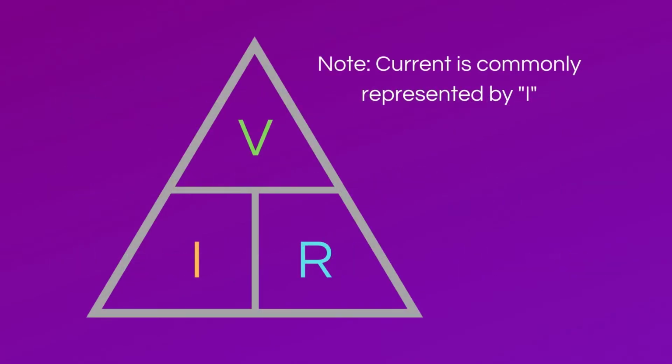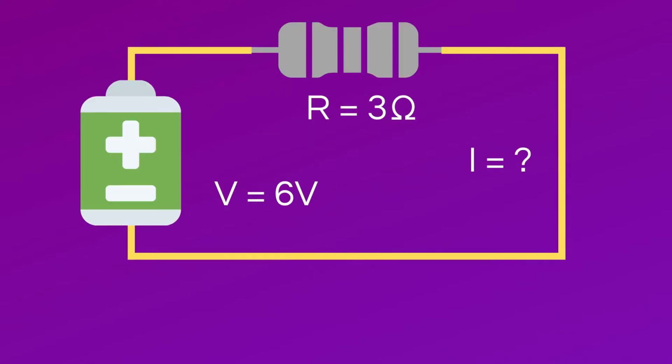In it, you see that voltage, current, and resistance form a triangle that quickly explains Ohm's law. By covering the V, you'll see that it equals IR. By covering the I, you'll see it equals V divided by R. And by covering the R, you see it equals V divided by I. Let's do a quick example.